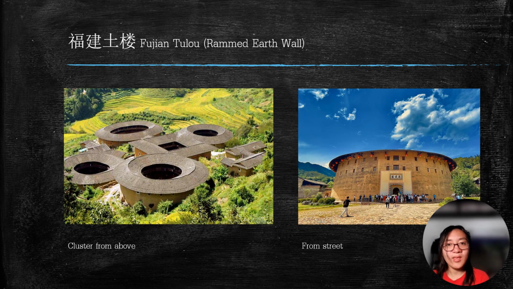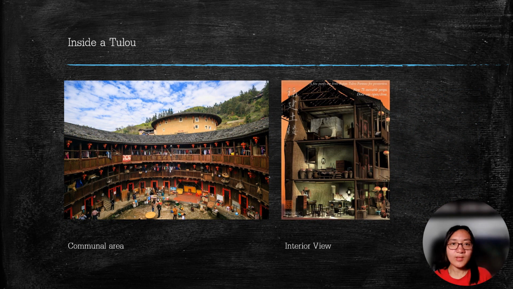The next vernacular type is called the Chulou. It was founded in the Fujian region. These pictures show the construction in clusters and the fortress-like appearance from the outside. And this is what the Chulou looks like from the inside. There is a grand view from the top balcony, and each family occupies a section of the wall.